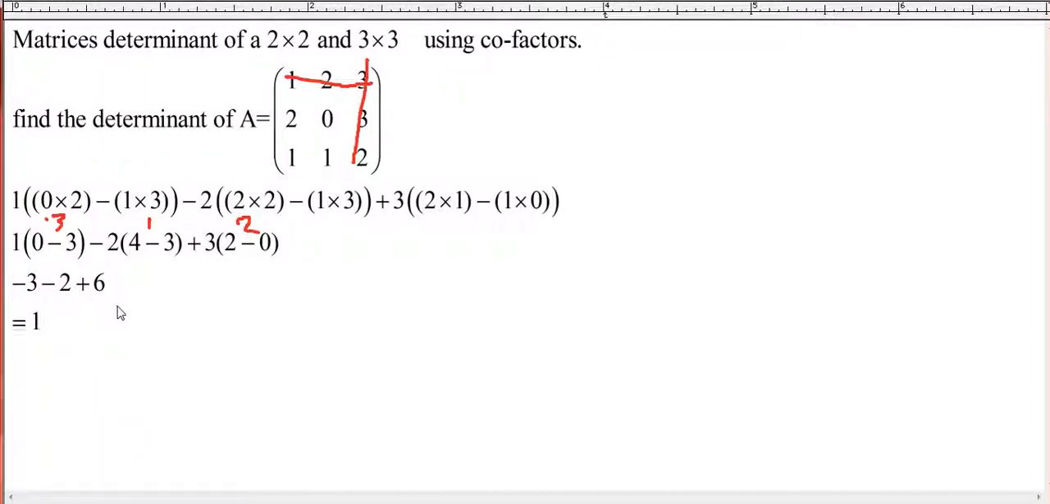So that's very simple and straightforward. But we can also expand through any other row, and then you just get the same answer.